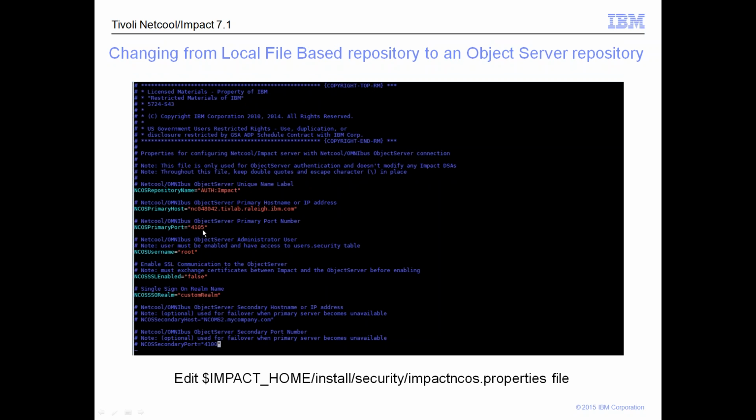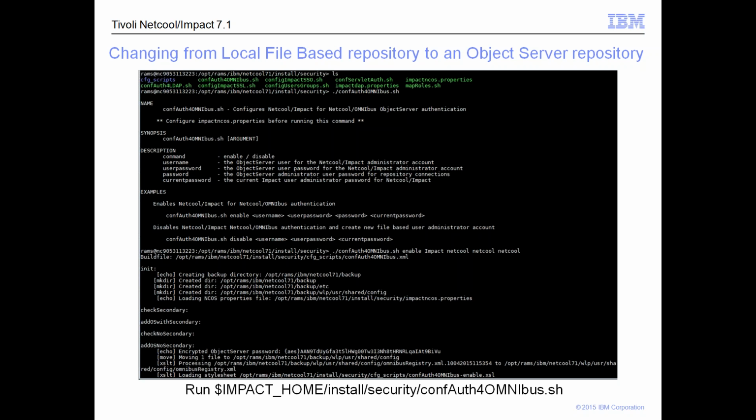I put in the correct port, and the omnibus user is root. Just keep in mind with this omnibus user, because we're going to enter the password for that user that's defined in this impact NCOS properties file in our next step.